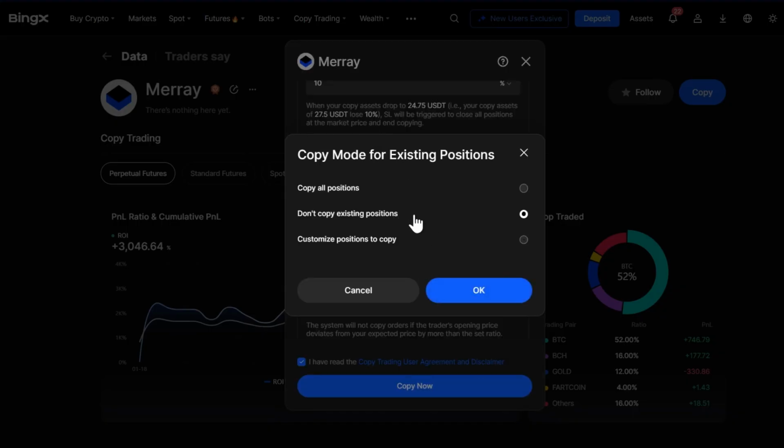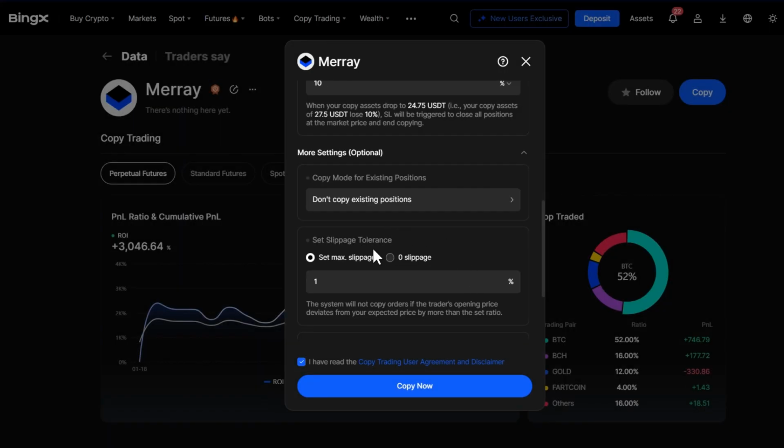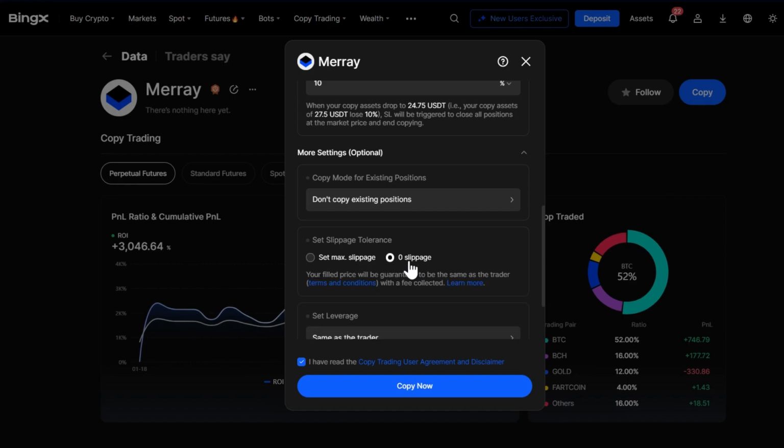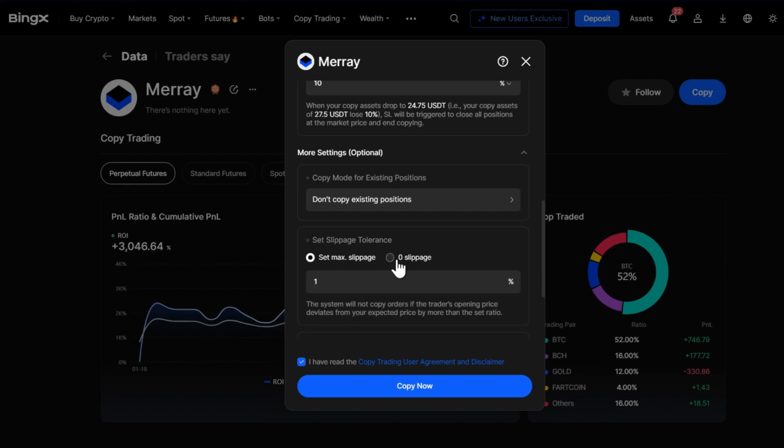If you're just starting, I recommend don't copy existing positions, so you can see how the trader operates before committing to their current trades. Slippage tolerance. This controls how much price difference you'll accept between the trader's entry price and yours. You can set it from 0 slippage, exact same price, but higher chance of order failure, to max slippage, more flexible, but you might get a worse entry price. I recommend setting it to 1 to 2% for a good balance between execution and price accuracy.